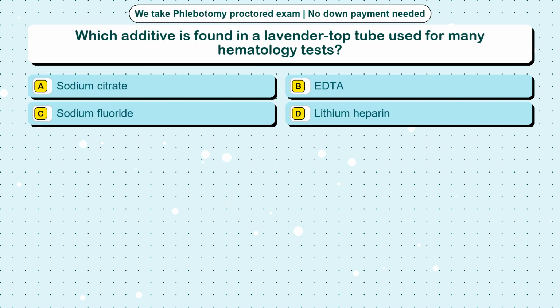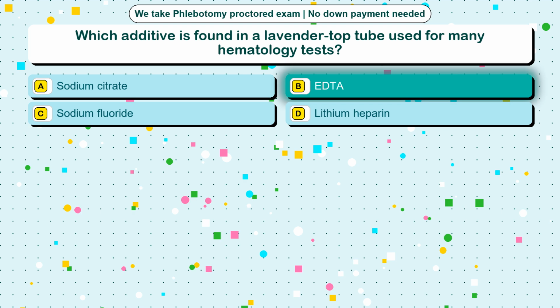Question 38. Which additive is found in a lavender top tube used for many hematology tests? Option A. Sodium citrate. Option B. EDTA. Option C. Sodium fluoride. Option D. Lithium heparin. The correct answer is option B.